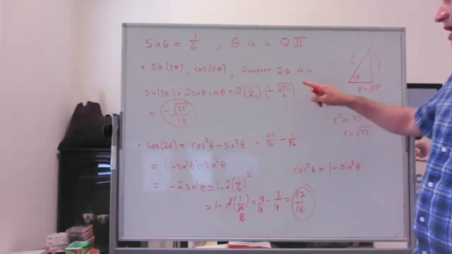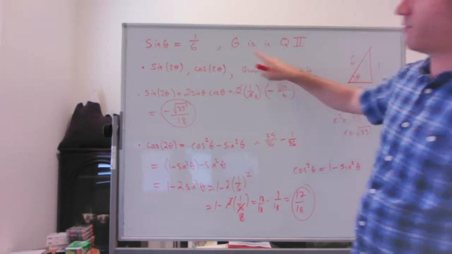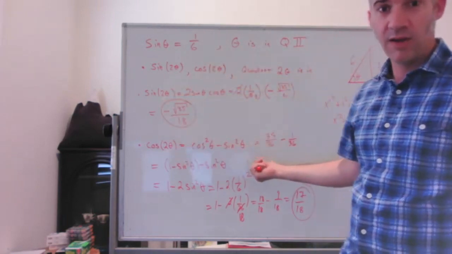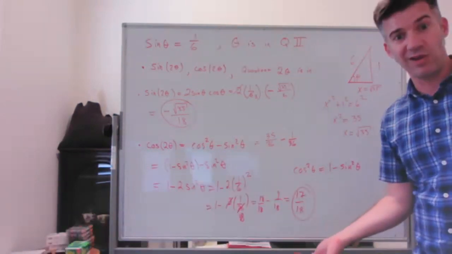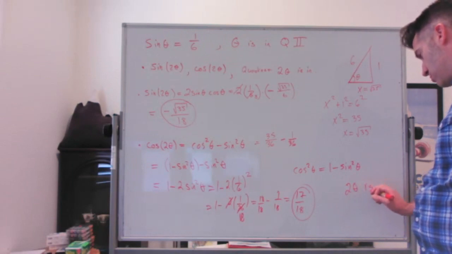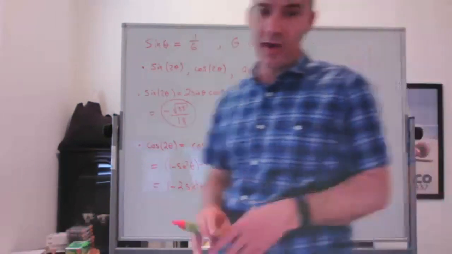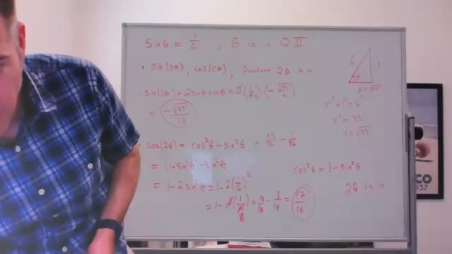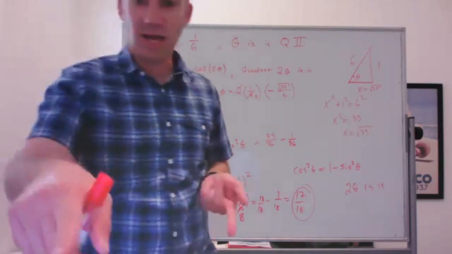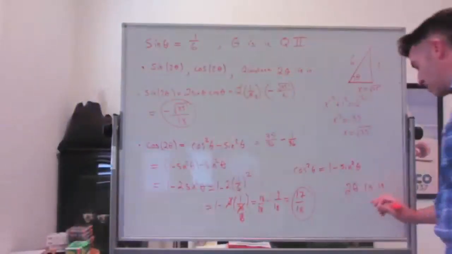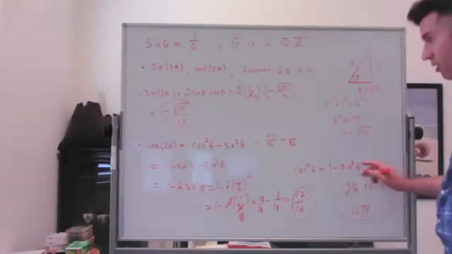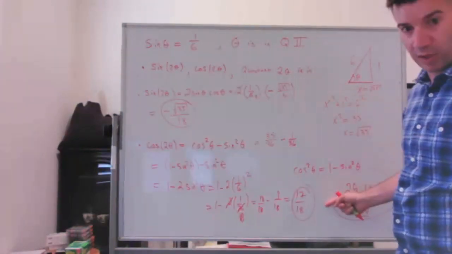So sine of 2 theta being negative and cosine of 2 theta being positive means we're in which quadrant? Quadrant 3 or quadrant 4? So it is in quadrant 4, right? Where sine is negative, but cosine is positive.